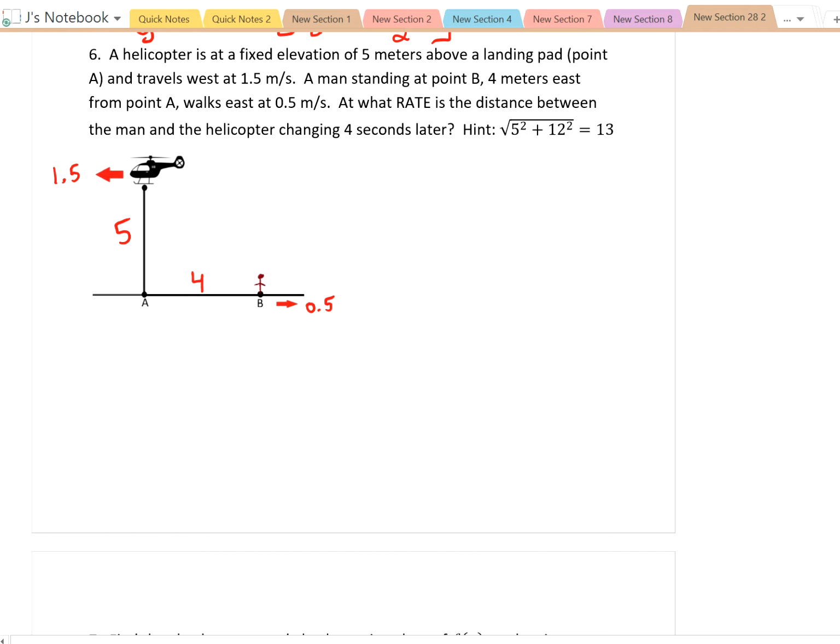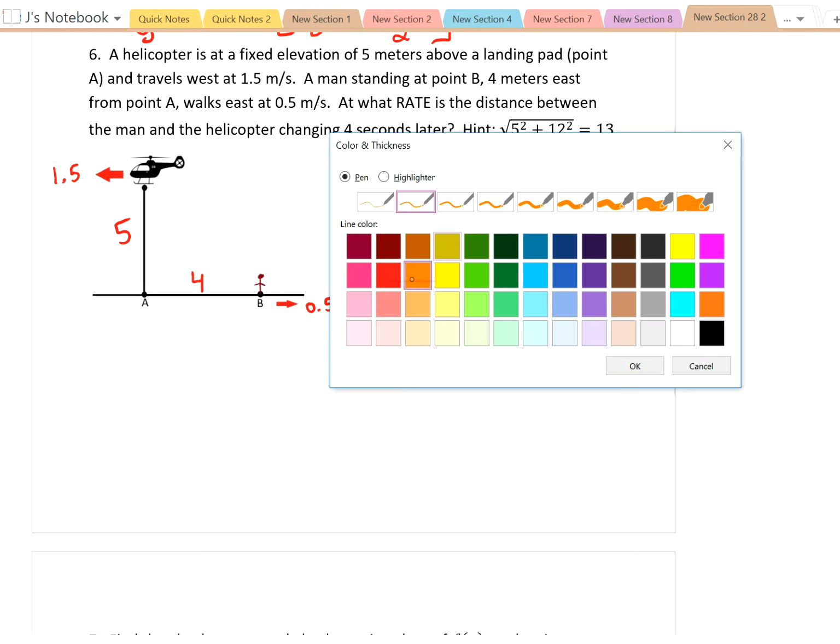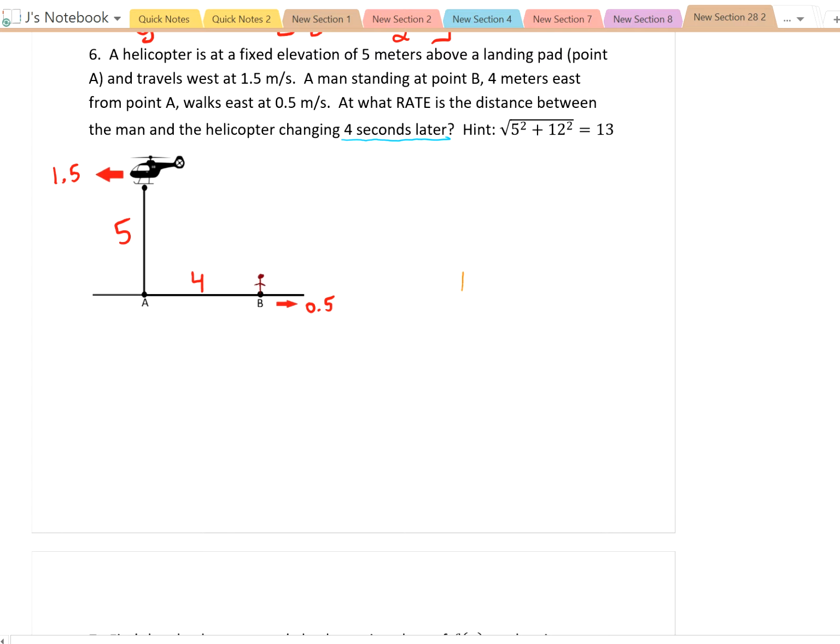At what rate is the distance between the man and the helicopter changing 4 seconds later? So this aspect, this 4 seconds later, that's going to require us to draw a second picture. So here's the second picture. The vertical distance is still 5. I'll call that vertical distance h. Now the horizontal distance has changed. It was 4, but in 4 seconds, the helicopter has moved 1.5 meters per second. So the total distance is 1.5 times 4. That's 6. So it gets a plus 6 distance. And then the man has moved to the right at 0.5 meters per second times 4 seconds. He's going to get a distance of plus 2.